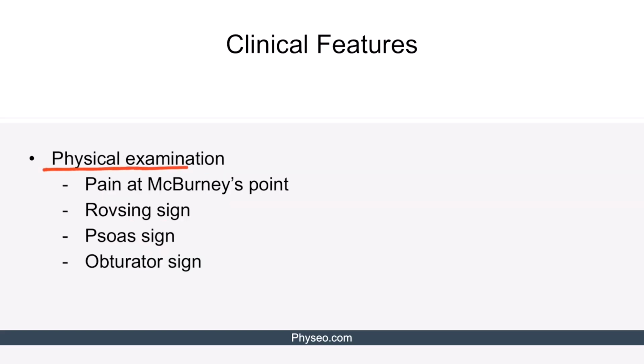Here are some useful signs that help in diagnosis. First is pain at McBurney's point, which is 2/3 of the distance from the umbilicus to the right anterior superior iliac spine. Roving sign is right lower quadrant pain upon palpation of the left lower quadrant. Psoas sign is right lower quadrant pain when the right thigh is extended. Finally, obturator sign is right lower quadrant pain when the right thigh is flexed and internally rotated.